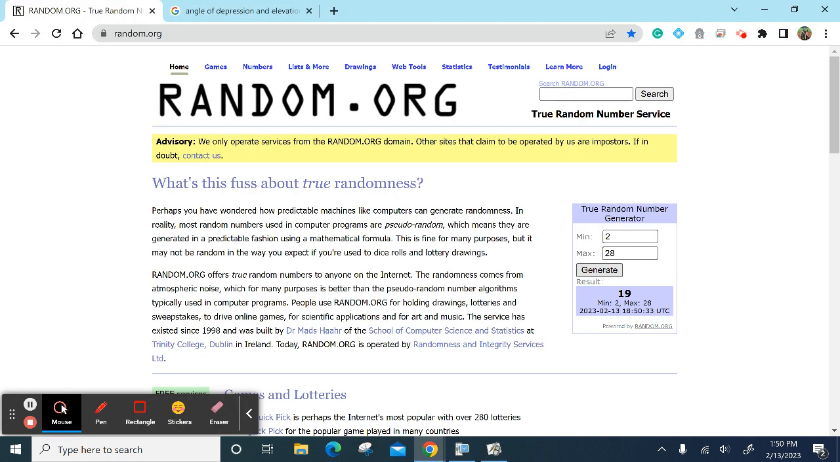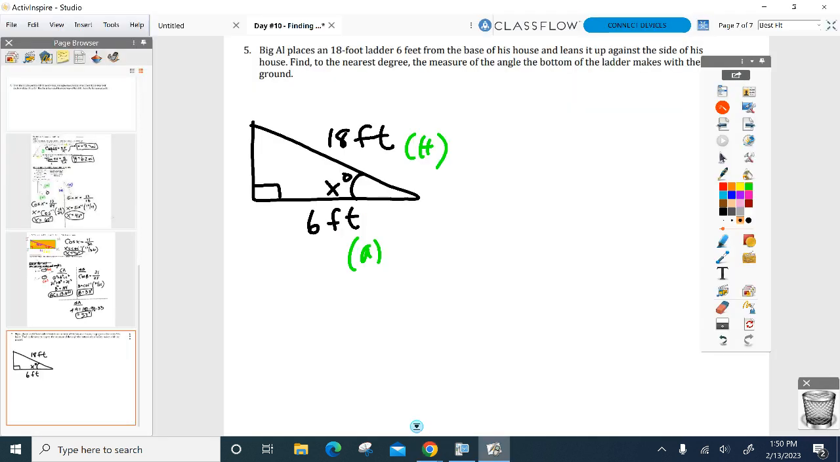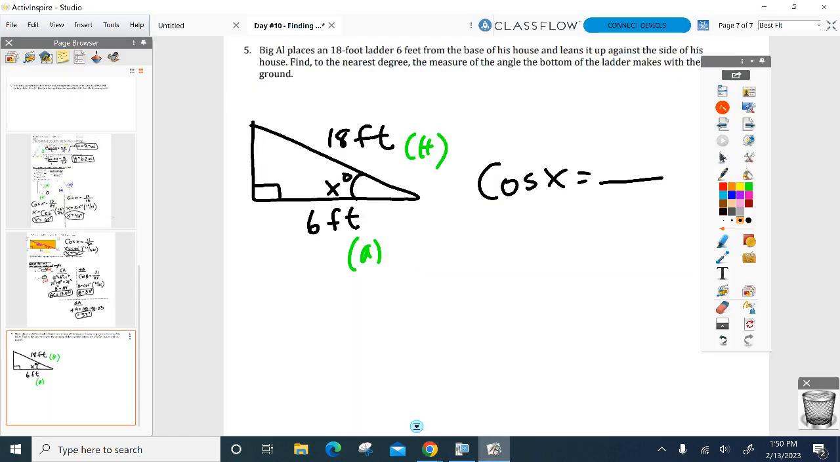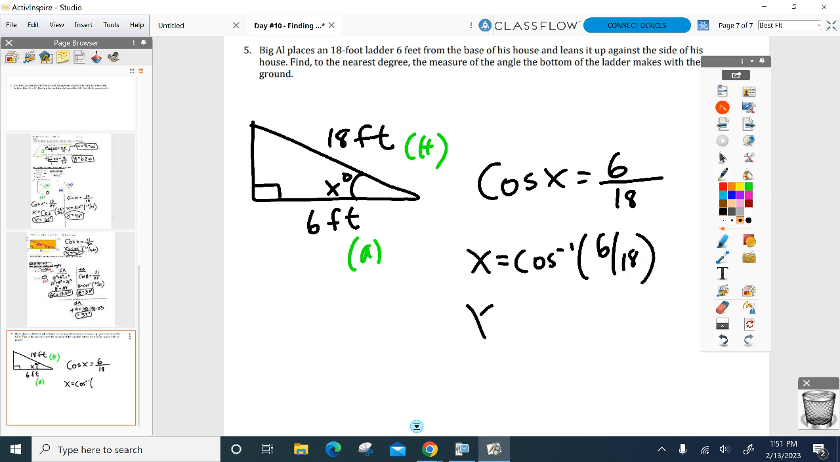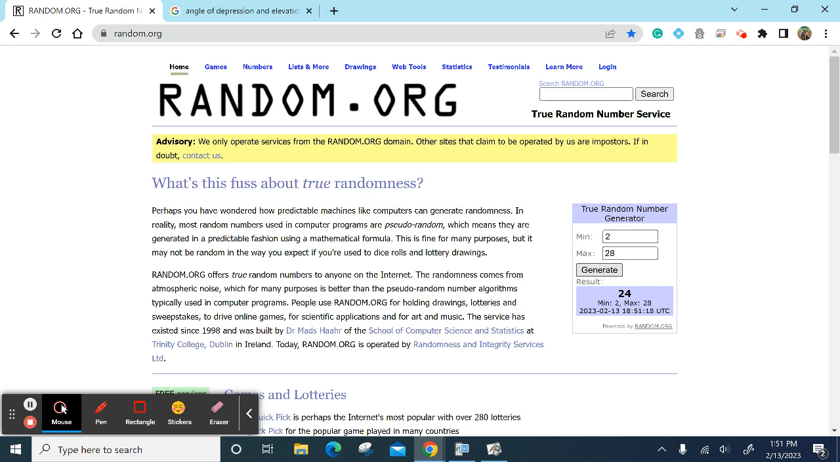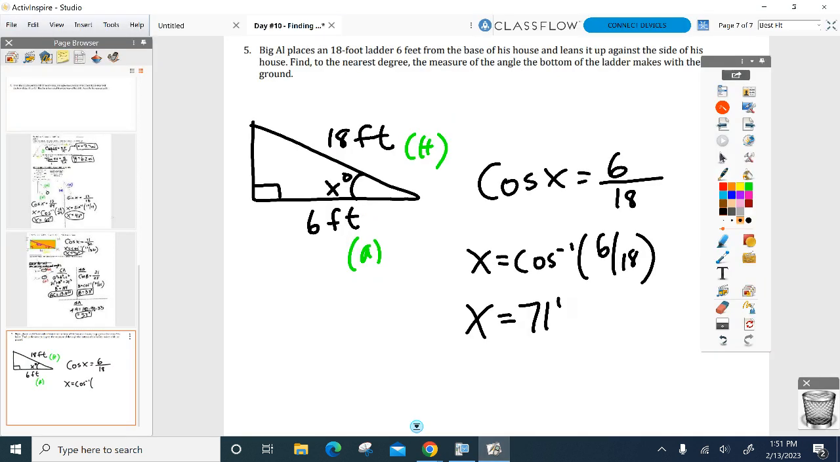Which means in this problem, I'm going to use cosine. Cosine of X equals, what's the ratio I need to put in? 6 over 18. Don't try to cross multiply. It won't look good. But I can do inverse. How many degrees do I need to put that ladder to make it 6 feet from the base? 71 degrees.